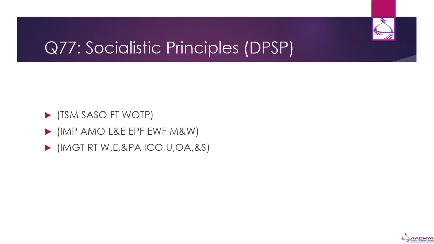Socialistic principles and directive principles. The state must secure a social order for the welfare of the people. It must provide adequate means of livelihood and ensure equal pay for equal work for men and women. It must guarantee the right to work, education, and public assistance in case of unemployment, old age, and sickness.